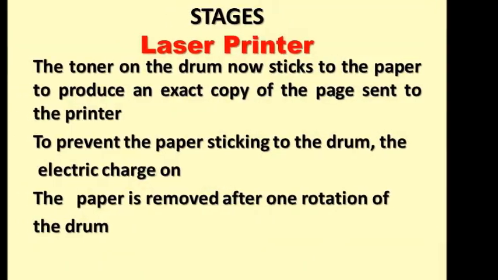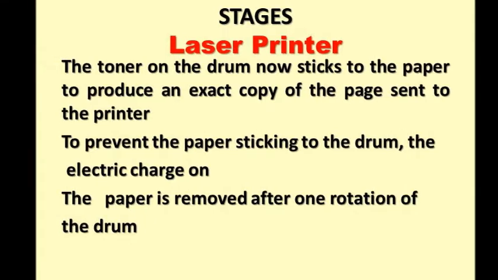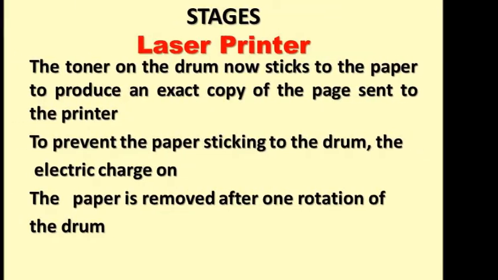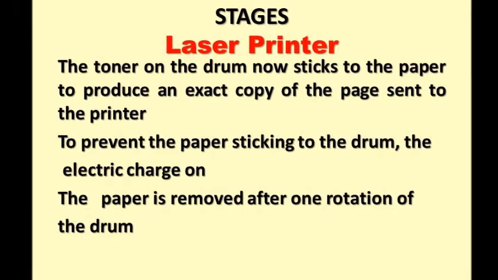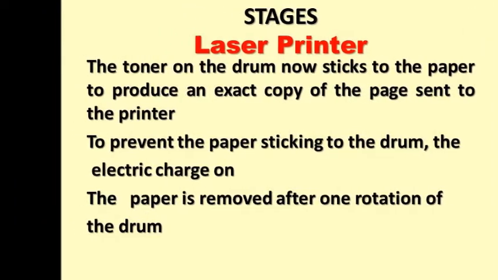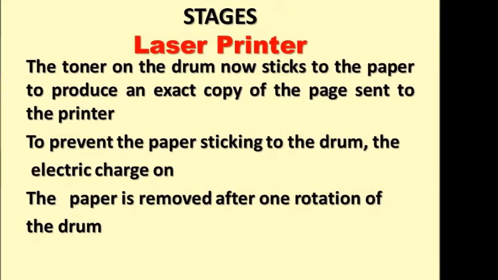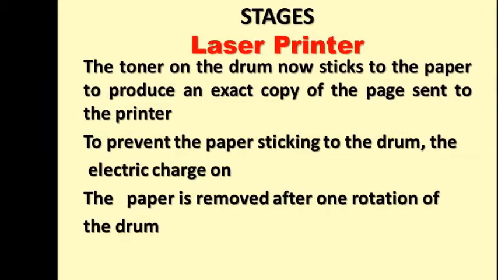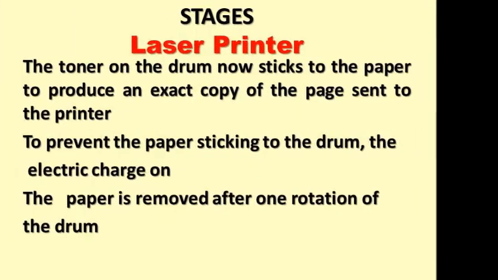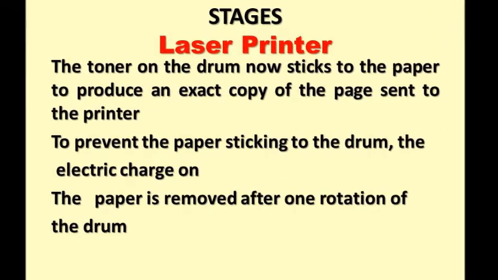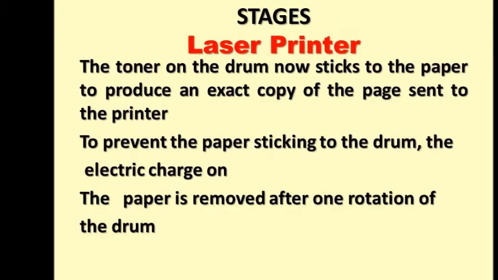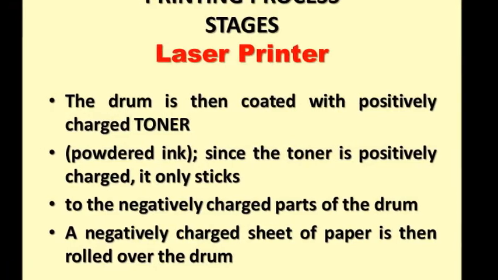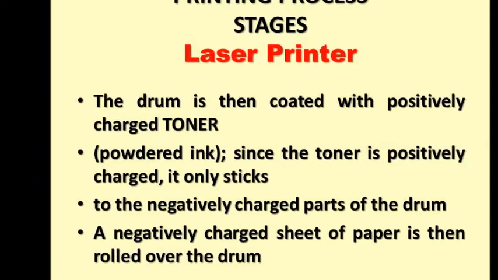Step number 5 and step number 6 involve the working of the laser printer, and in this there is the concept of a printing drum, which performs the major role in the printing process. And the second thing that is involved in printing is the toner or powder ink that is positively charged, and it sticks only to the negative charge because it's a basic concept that a positive charge only attracts the negative ones.